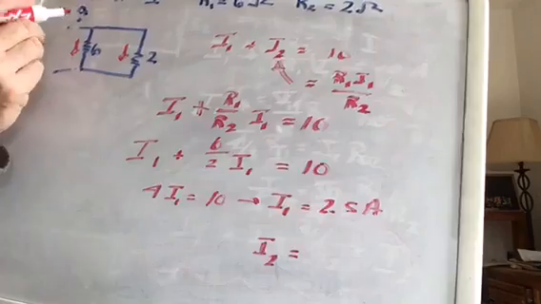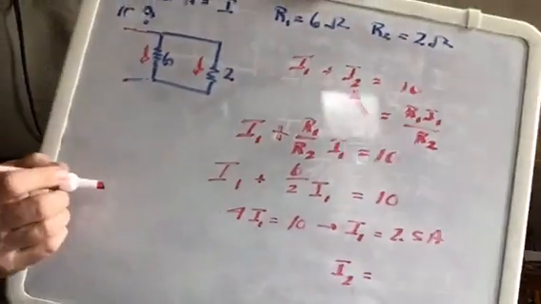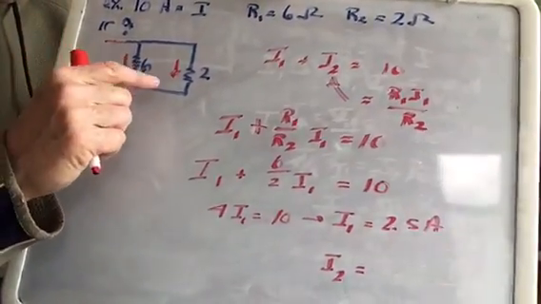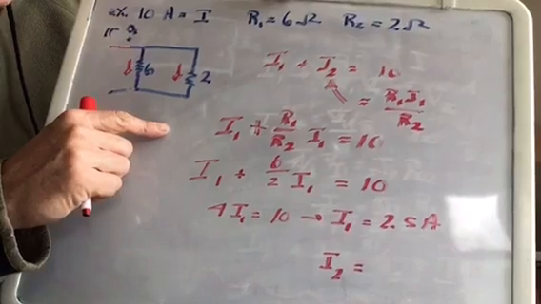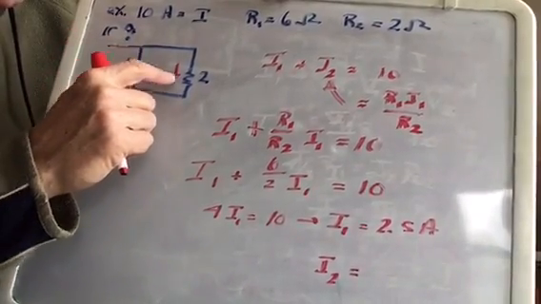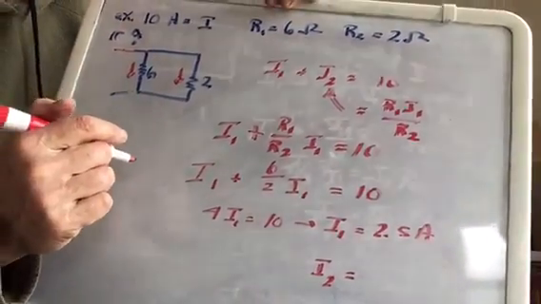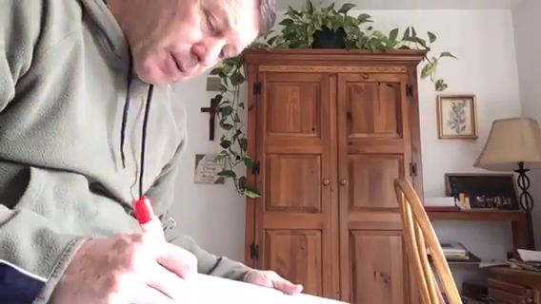I2, how are we going to get that? Well, sorry about this little smudge up here, but I've got 10 amps coming along, and I knew that I actually ended up having 2.5 amps going that way. 7.5 amps has to go that way. So that's some good problem solving.